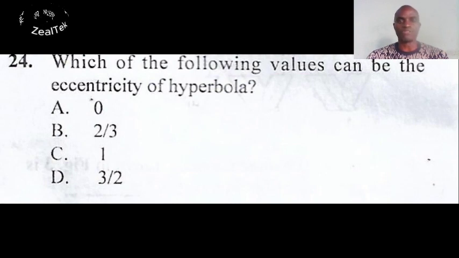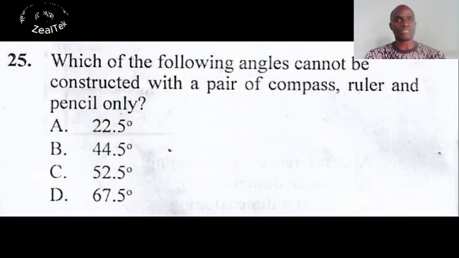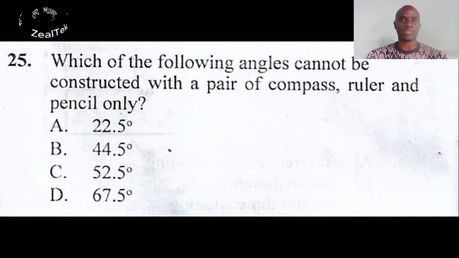24. Which of the following values can be the eccentricity of a hyperbola? The eccentricity of a hyperbola is always greater than 1. So the answer is D. Question number 25. Which of the following angles cannot be constructed with a pair of compass, ruler, and pencil only? The correct answer here is B. You can construct 44.5 using this instrument mentioned.